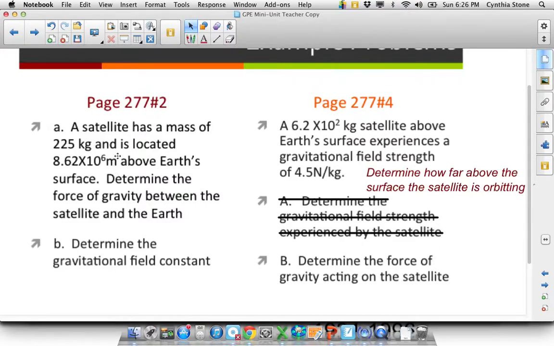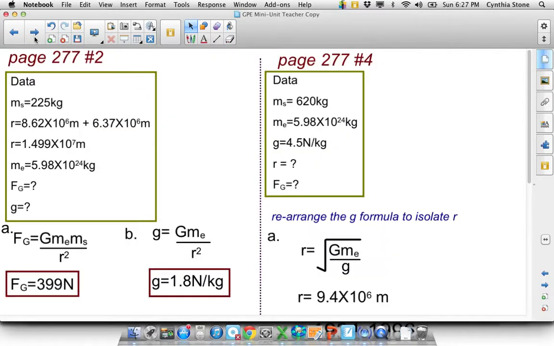So, first question, we've got the satellite. It's got a mass of 225 kilograms, and it's orbiting 8.6 times 10 to the 6 meters above the surface of the Earth. And we want to find, first of all, the force of gravity between it and the Earth, and find the field constant at that elevation. Okay, so looking at this side first, you can sort of leave this for now. Here's the solution.